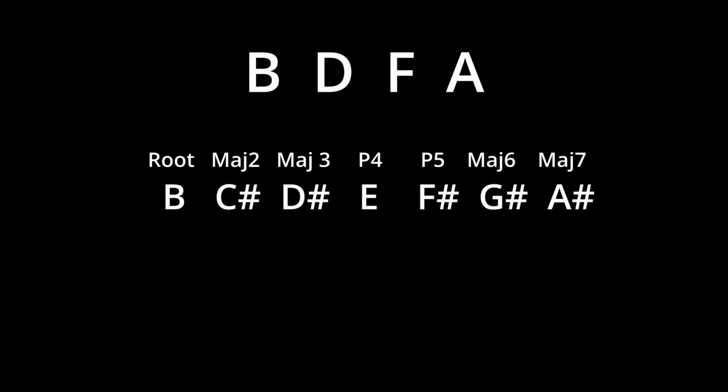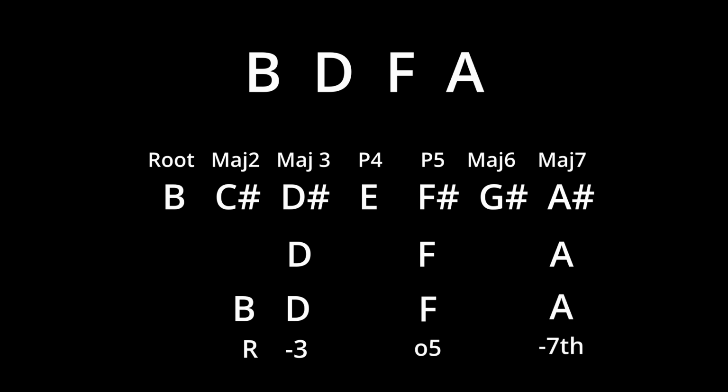Starting from the seventh degree of C, we see the notes B, D, F, and A. Looking at the B major scale, we find the intervals of these notes are B for the root, D, the minor third, F, the diminished fifth, and A, the minor seventh. These intervals give us the B half diminished seventh chord, also known as the B minor 7 flat 5.